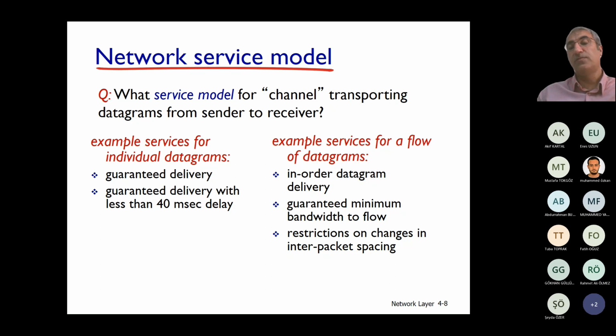But when it comes to a flow of datagrams, examples are in-order datagram delivery, guaranteed minimum bandwidth to the flow, and restrictions on changes in inter-packet spacing. We transmit packets back to back, but sometimes the spacing between two consecutive packets may change. Therefore, we need to put some restriction on this inter-packet spacing parameter.